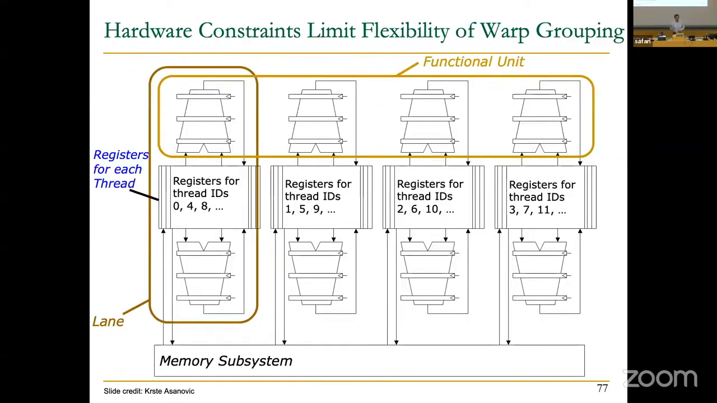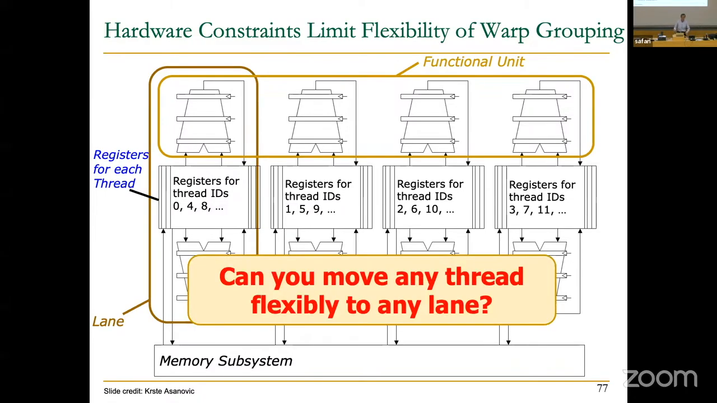Okay, so as I said, you cannot group this thing arbitrarily. If two threads are accessing the same register file, you cannot put them together in the same warp. So flexibility is limited, basically. Can you move any thread flexibly to any lane? The answer is no. You can move threads to a lane only if there's no other thread in that particular lane in a given warp. That's the idea. So there are hardware constraints.